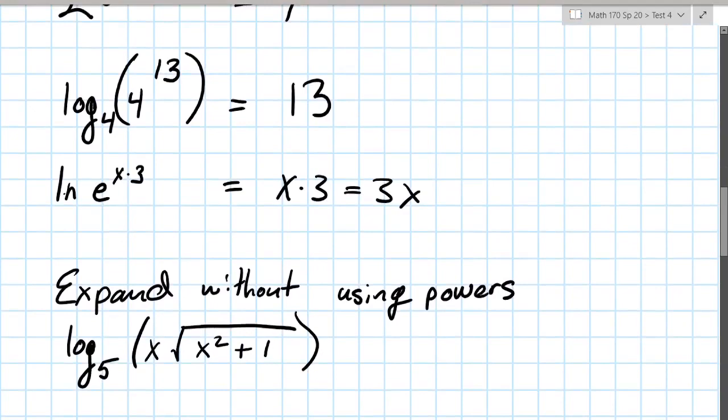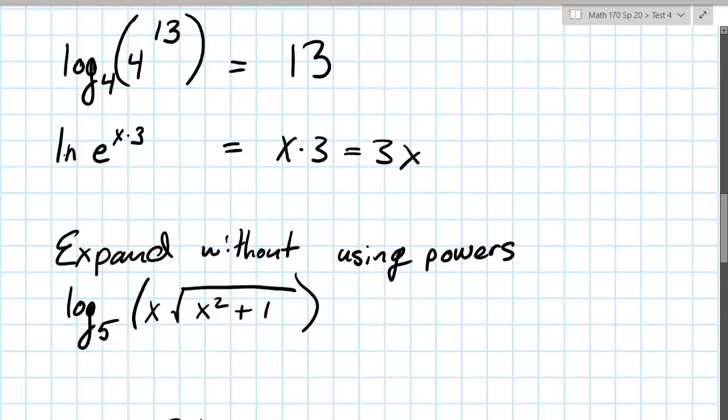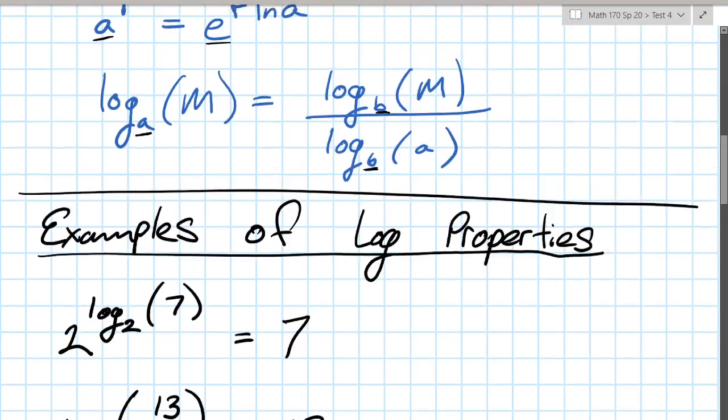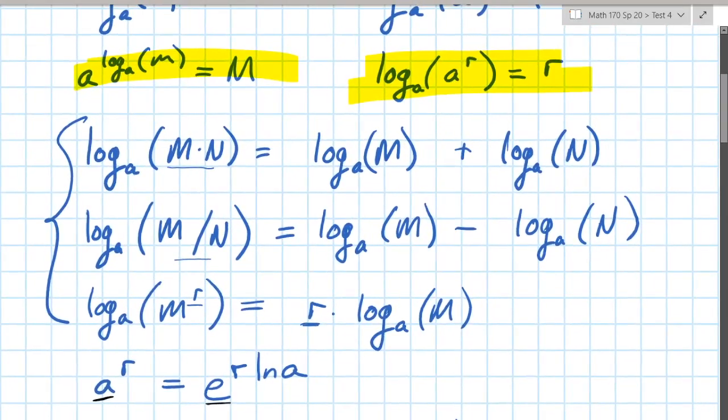Next, we want to use the product and division to sum or difference properties to expand, and we want to use the coefficient property to write powers as coefficients. So let's review. A product inside the log can be written as a sum of the logs. Division inside the log can be written as a subtraction of logs, and a raised to the power can be written as a coefficient.